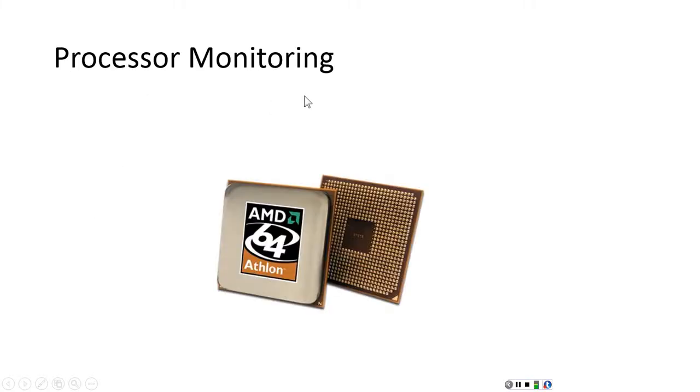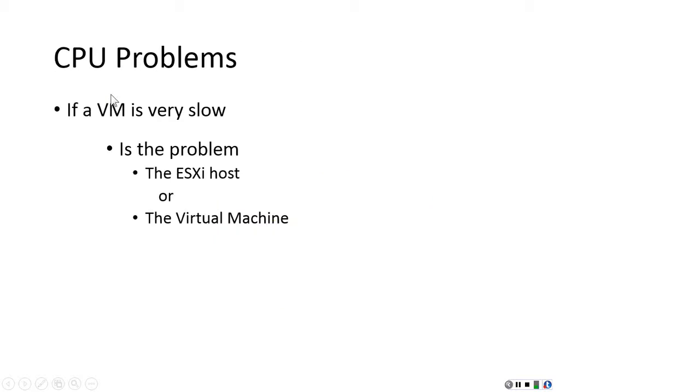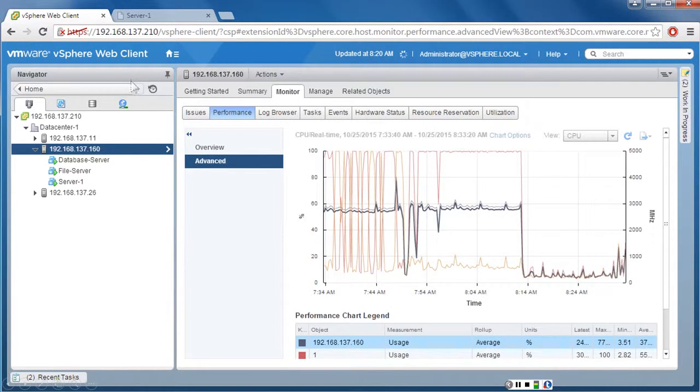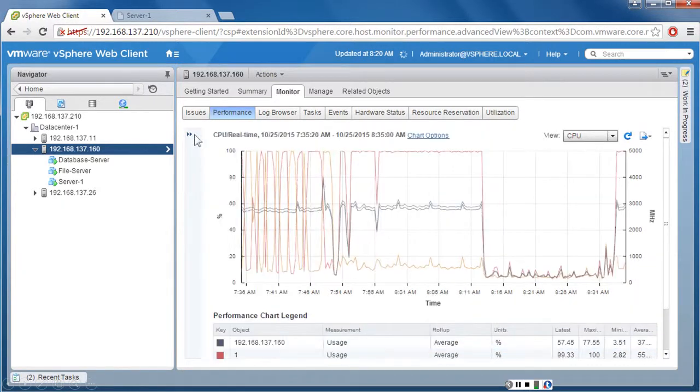So let's start out with processor monitoring. If a virtual machine is very slow, we have to ask the question, is the problem the ESXi host, or is the problem the virtual machine? So what we can do is go to the vSphere web client for the ESXi host, and under the Monitoring tab, under Advanced, we select CPU. We select CPU, and we can see that CPU utilization is through the ceiling for this ESXi host.